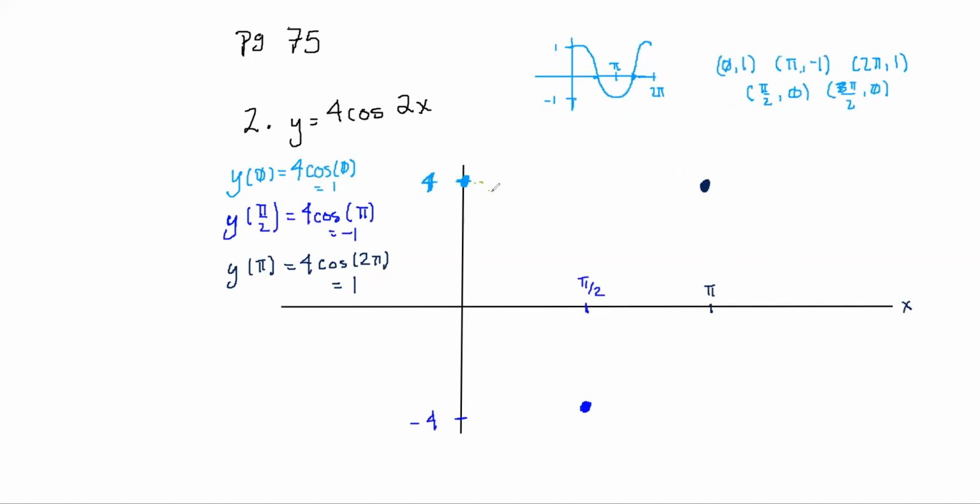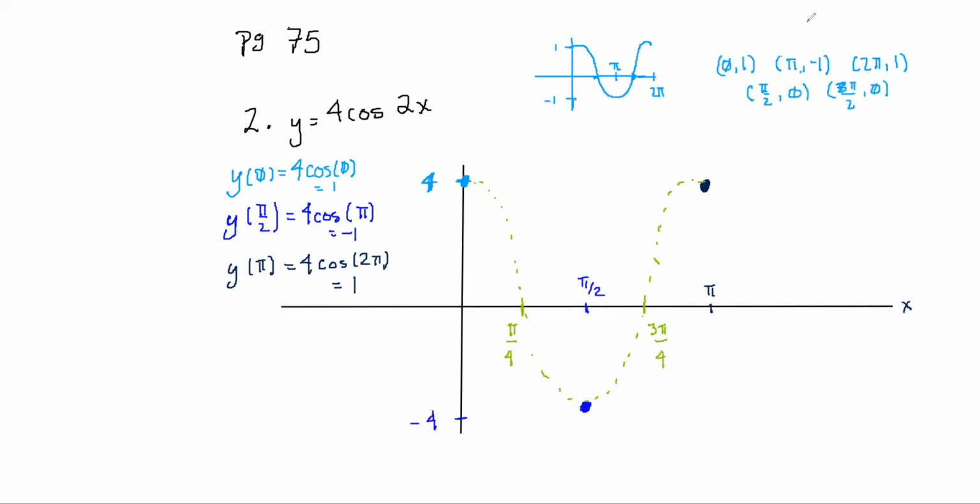And I know that this is going to be pi over 4 and 3 pi over 4. And I know that because it's just halfway between.